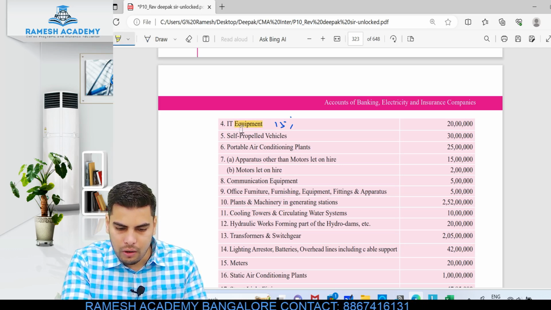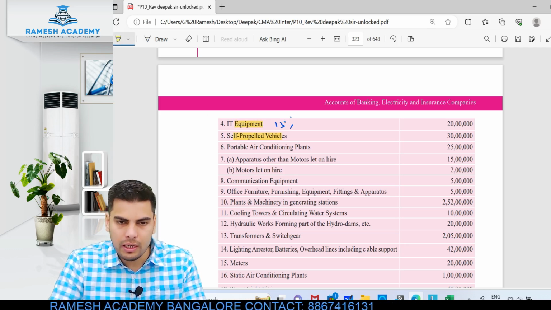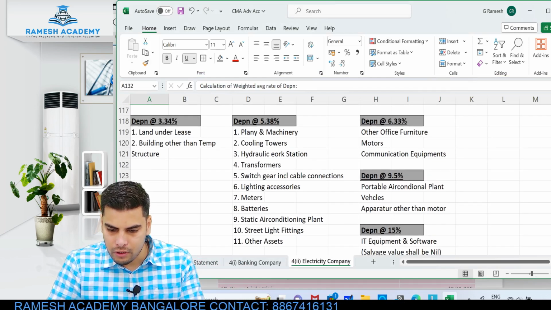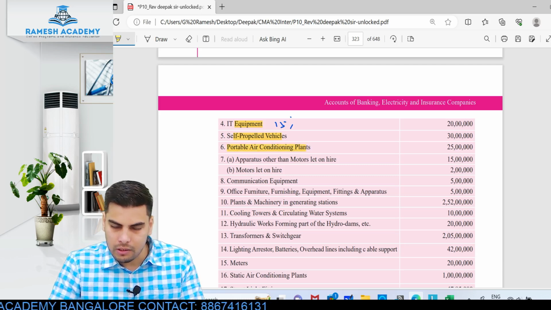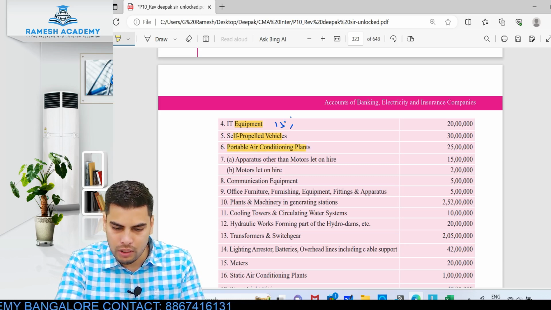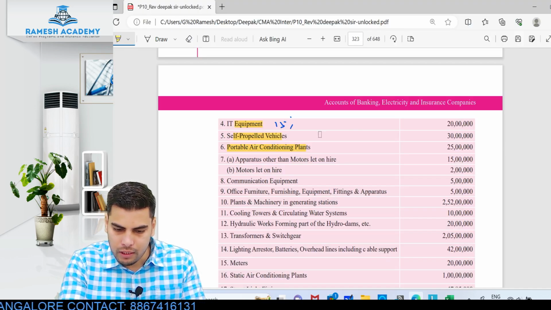Okay, so then we have got self-propelled vehicles. Vehicle, it would be 9.5. Portable air condition, anything which is able to move, that would be 9.5. So for these two, the rate of depreciation would be 9.5.